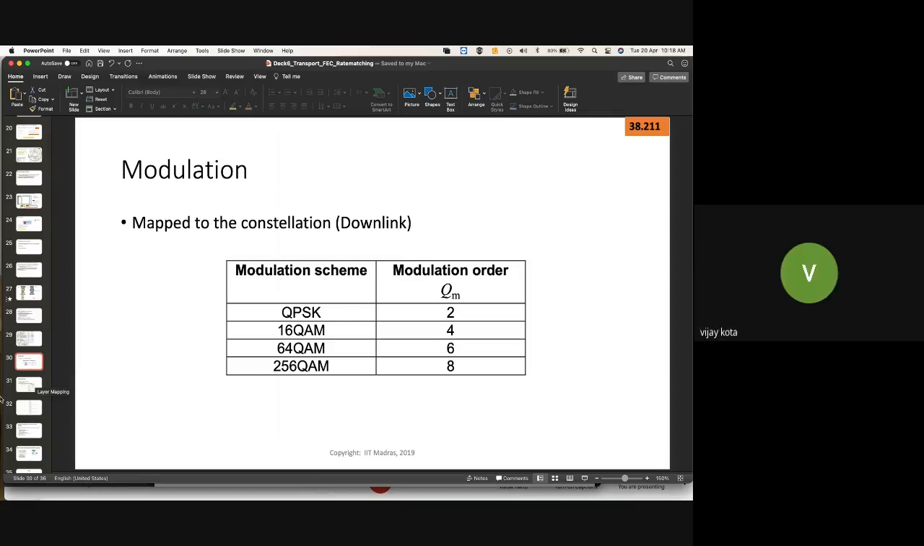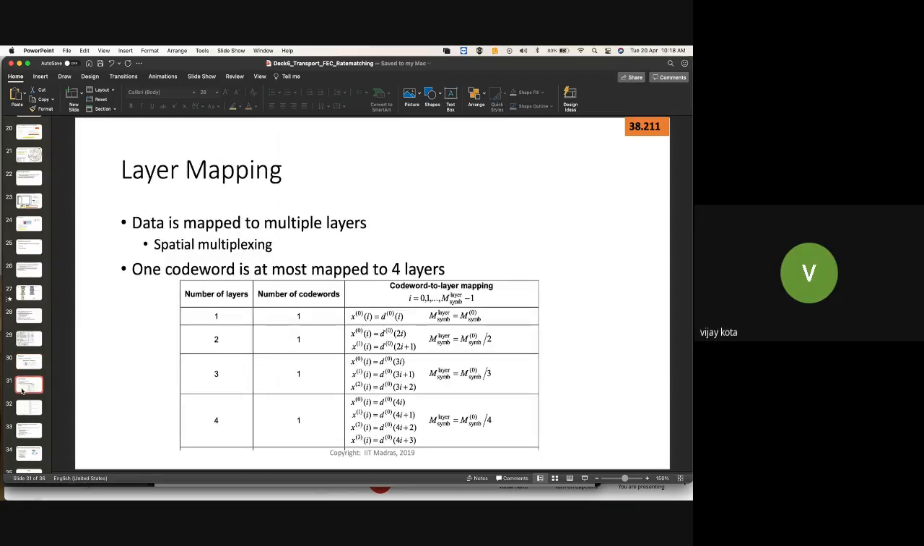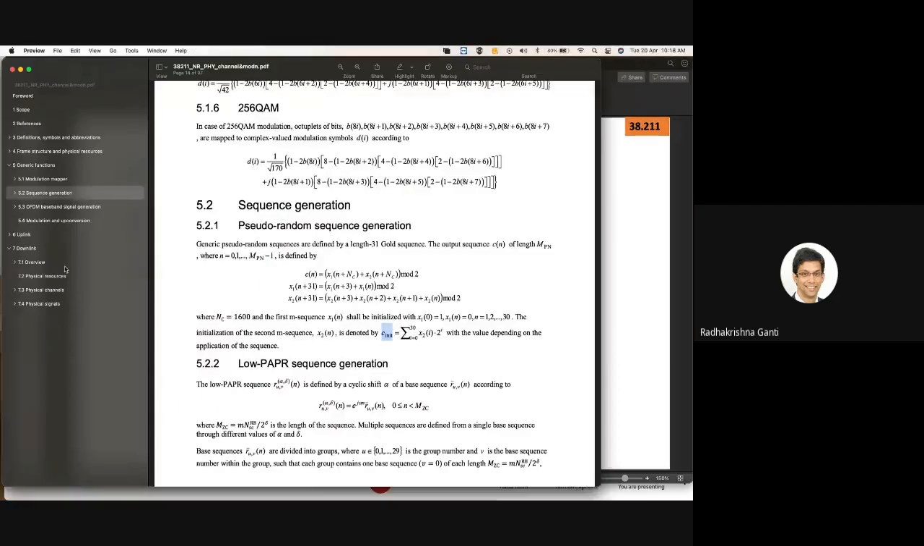Then how can we say it's a code word? Here we are saying code word. So after you split, it's called a code word. It's just a notation. That's all. In the spec, they tell you what this code word is. If you look at this, I'll show you.